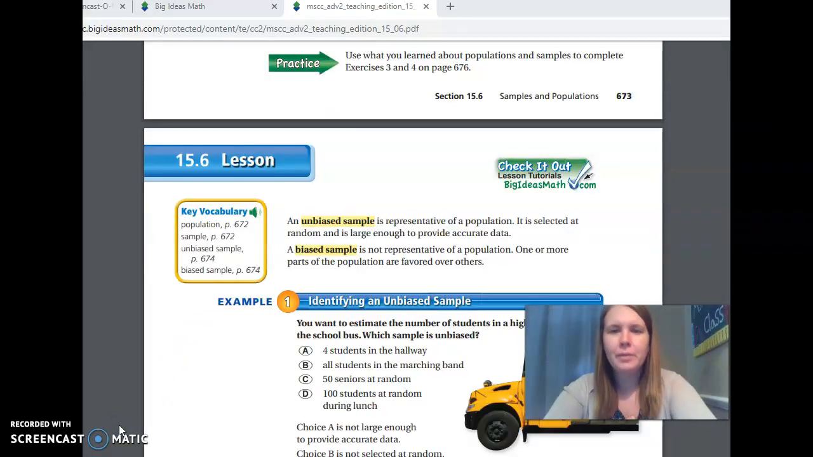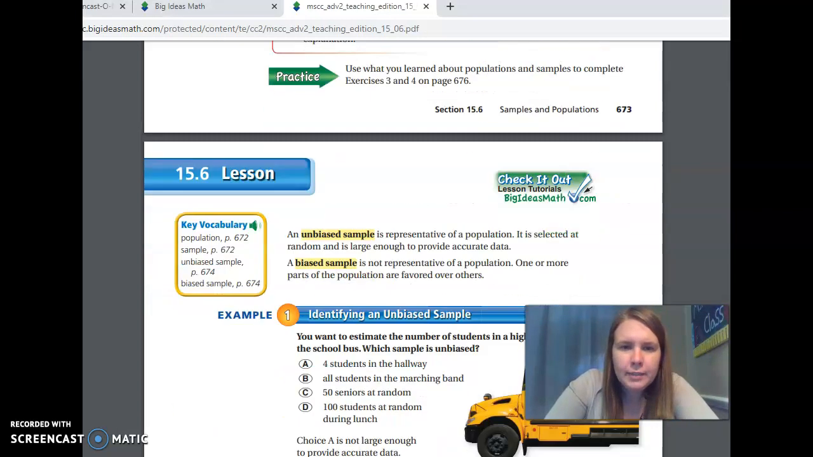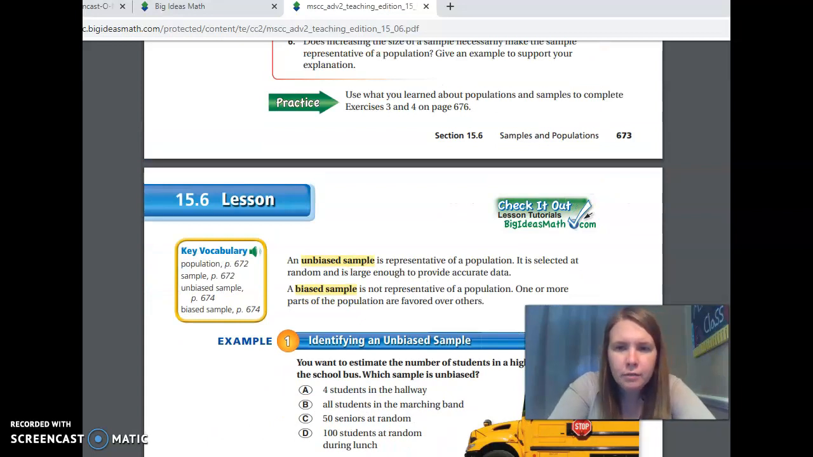Alrighty, so I found the part that we are missing from our notes, which is describing what an unbiased sample is, okay? So an unbiased sample, it says, is representative of a population. It is selected at random and large enough to provide accurate data. Like I was talking about how it is important to get enough data. We want to be as accurate as possible, but also we want it to be random, okay? So then a biased sample is not representative of the population. Maybe you're asking the wrong set of people. One or more parts of the population are favored over the other.